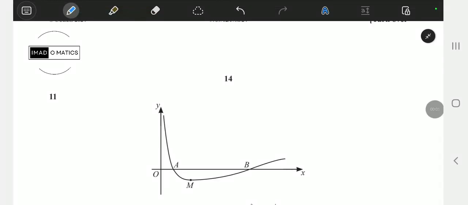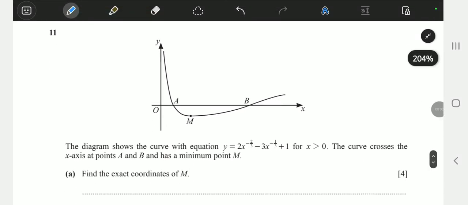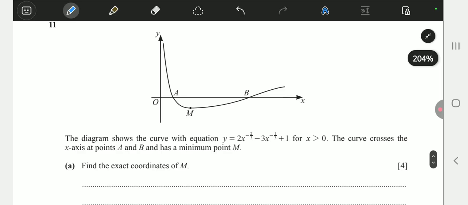Okay, so now let's begin with question 11. Question 11 says the diagram shows the curve with equation y equals 2x to the power minus 2 over 3 minus 3x to the power minus 1 over 3 plus 1 for x greater than 0. The curve crosses the x-axis at points A and B and has a minimum point M.